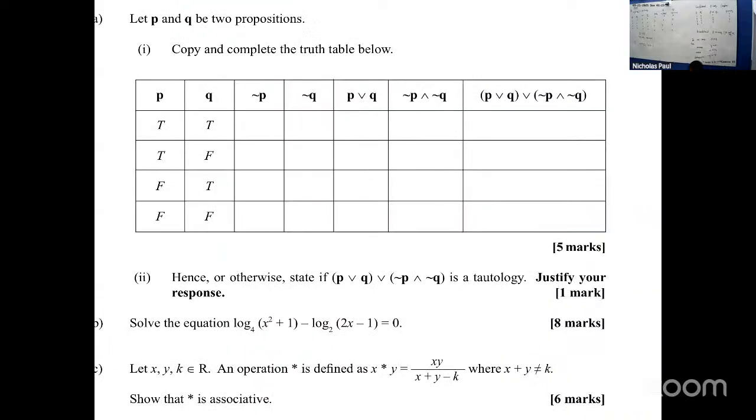Right, before we start this one, let's take these two definitions. Tautology, T-A-U-T-O-L-O-G-Y. A tautology occurs when all of the truth values are true.